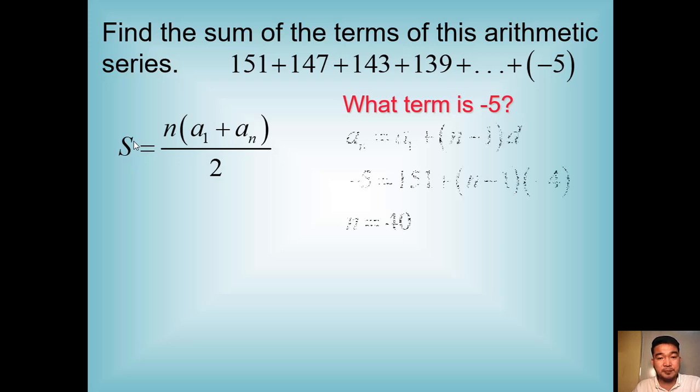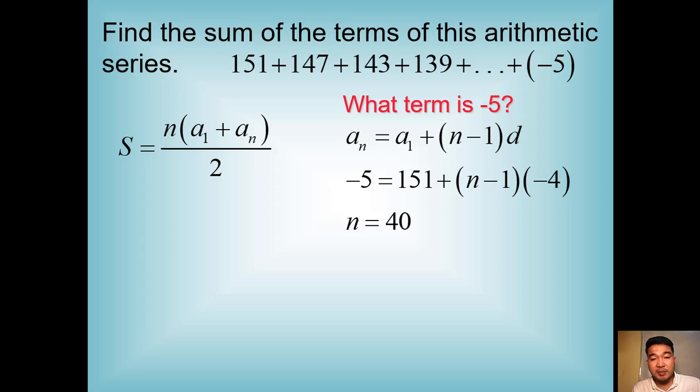Because we need that. So to solve for that, we'll be moving back to the formula. A sub n equals a sub 1 plus the quantity of n minus 1 times the common difference. So here we have negative 5, which is our a sub n, because we are looking for n of negative 5. Then a sub 1 is 151 plus n minus 1, which is unknown, times negative 4, which is the common difference. 147 minus 151 is negative 4. That is the common difference.